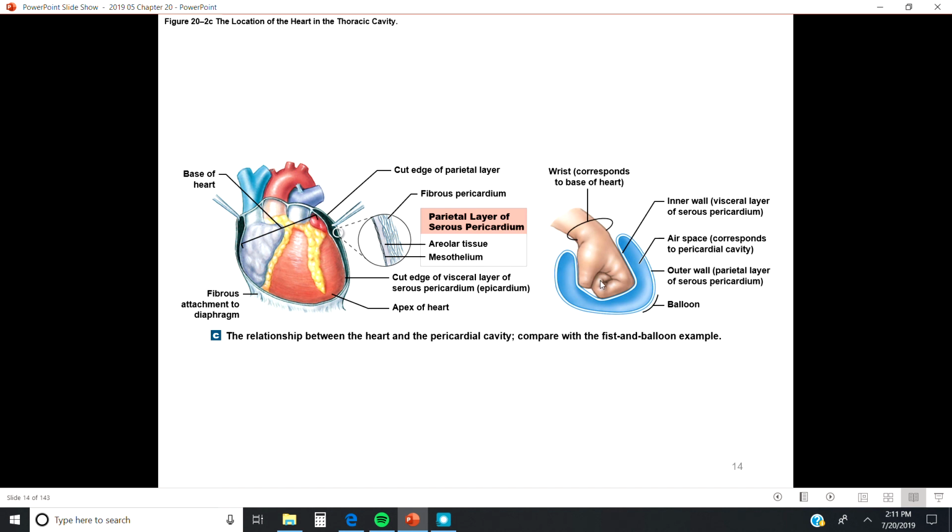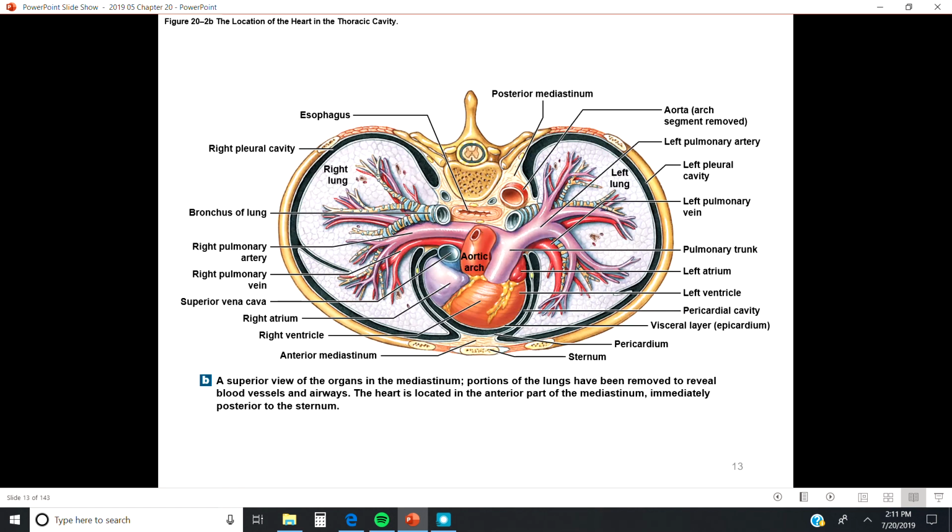So let's take this now and transpose it to here. All right, so here's the heart. This would be like the fist pushing into the balloon. The white line on the heart would be the visceral pericardium. Then there's a space, that's the pericardial space. The other white line is the parietal pericardium, and then if you look just outside it, all of this connective tissue here is the fibrous pericardium.